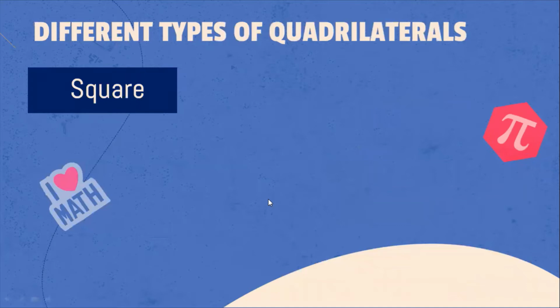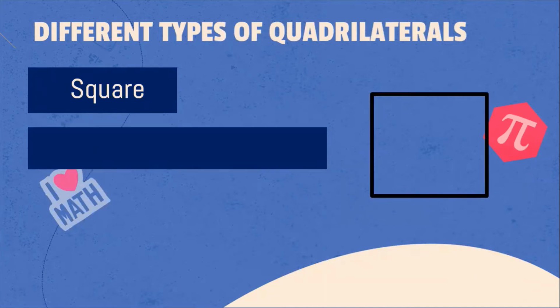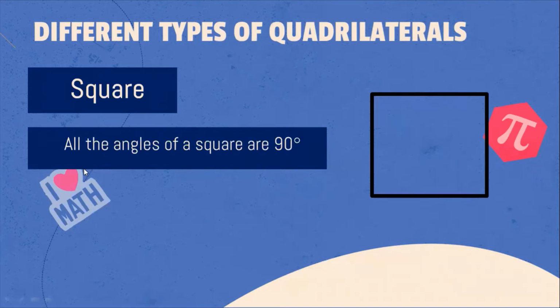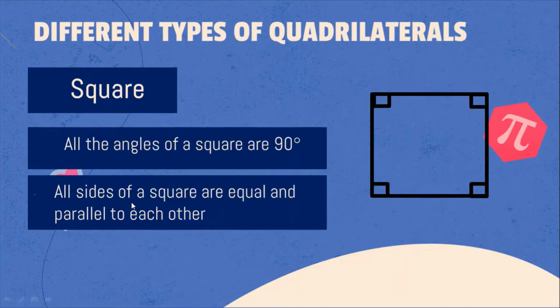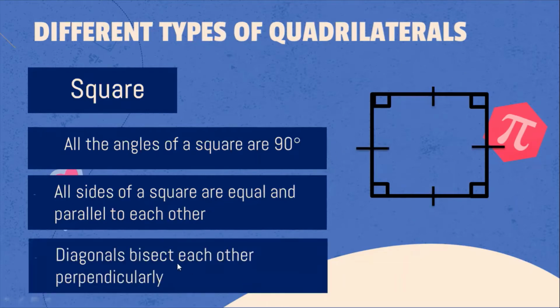Next one, we have square. What are the attributes of a square? This is a square. First attribute, all the angles of a square are 90 degrees. That means all angles are right angles. It's the same with rectangle. Next one, all sides of a square are equal and parallel to each other. Next one, diagonals bisect each other perpendicularly. That means they create a 90-degree angle or a right angle. Those are the attributes of a square.